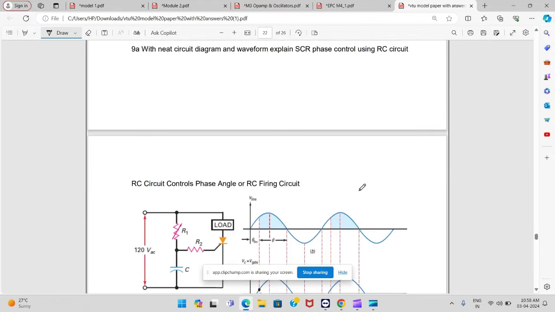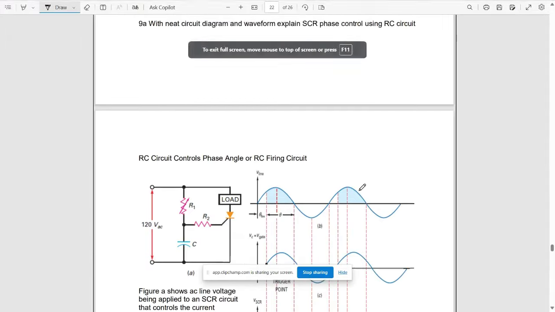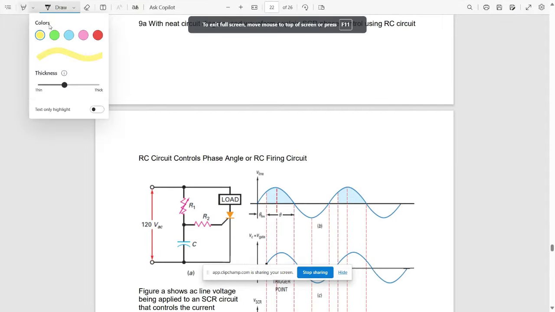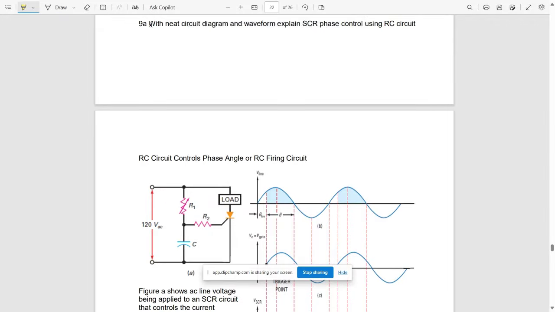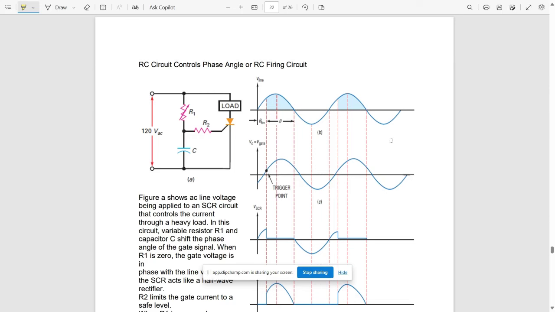And now we'll discuss the last module of this model question paper, that is the fifth module. So here in the fifth module, the first question is, with a neat circuit diagram and a waveform, explain the SCR phase control using RC circuits. That corresponds to an RC firing circuit.